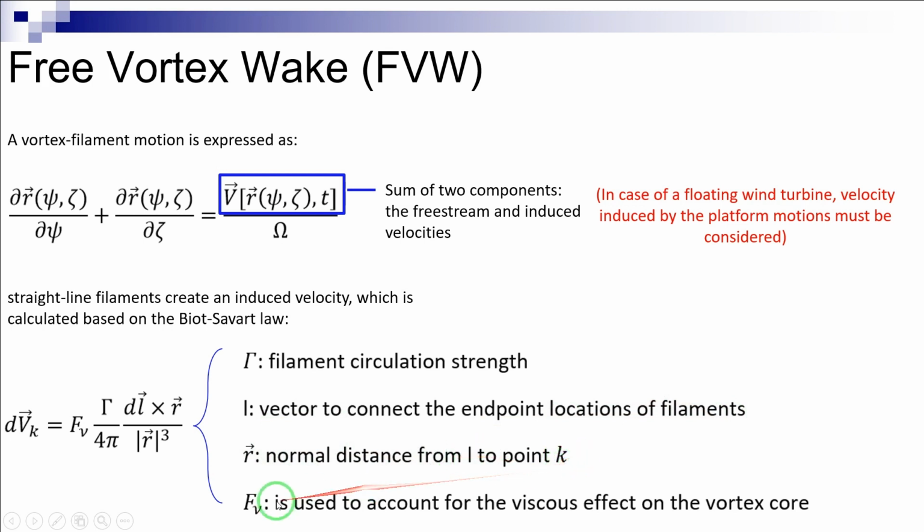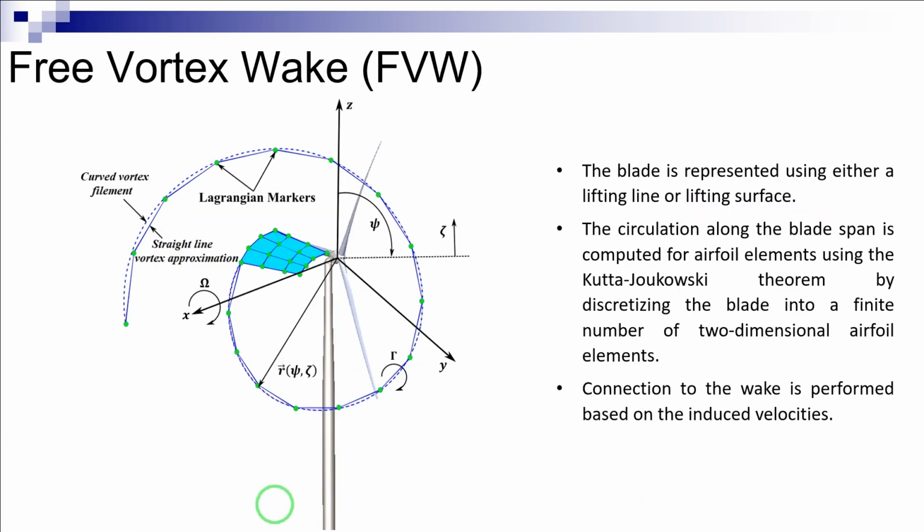The factor F nu, which is used to account for the viscous effect on the vortex core, can be modeled using various methods. The blade itself can be represented using either a lifting line or lifting surface. However, a more attractive option is the use of the Weissinger-L blade model, which has been demonstrated to give more reliable results than the lifting line model, with a computational cost much lower than the lifting surface model.